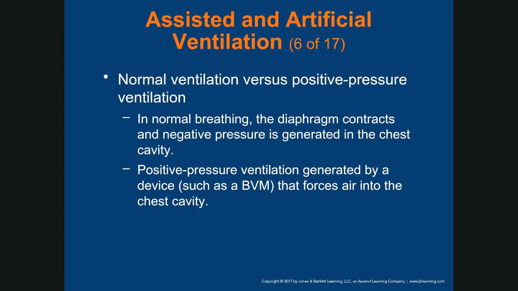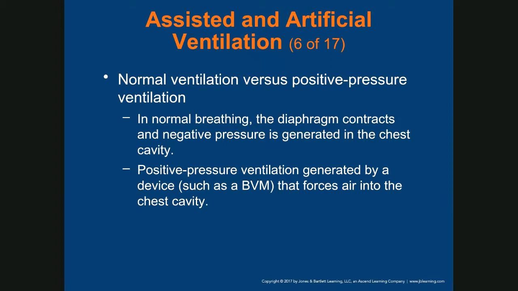So if an adult normally breathes at 12 to 20, it needs to be slower than that. It can't be the same rate. Now, if your ventilations are too forceful with the BVM, you will cut off venous return, right? So you can cut off the blood flow that is returning to the heart, right?